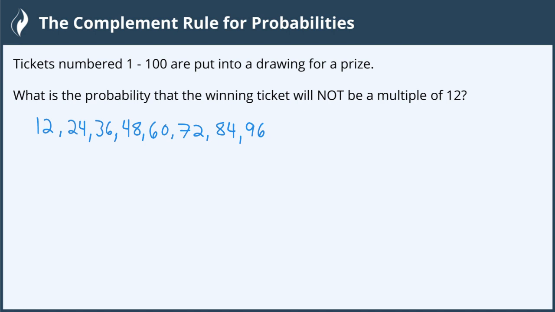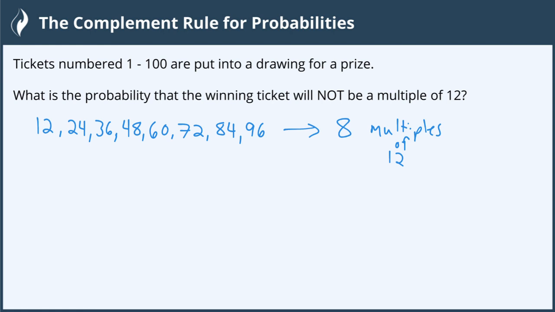How many do we have in total here? Well, that's 1, 2, 3, 4, 5, 6, 7, 8 values that are multiples of 12. So 8 multiples of 12.